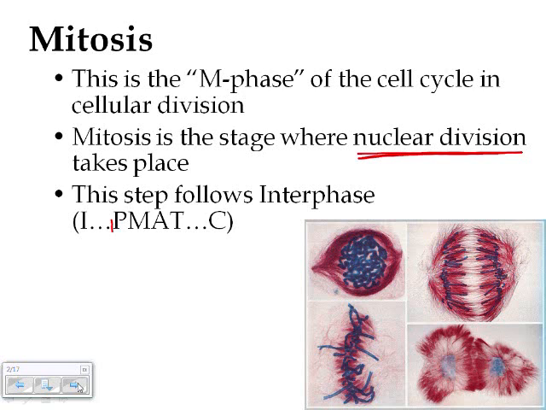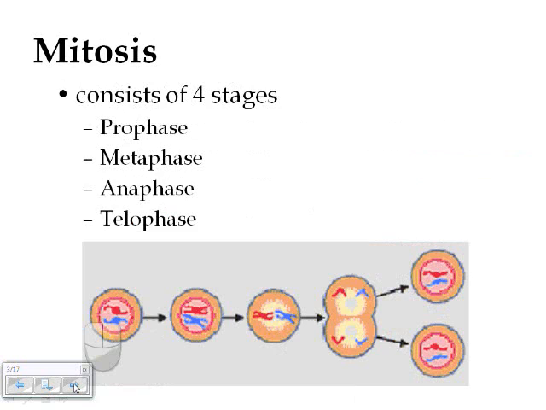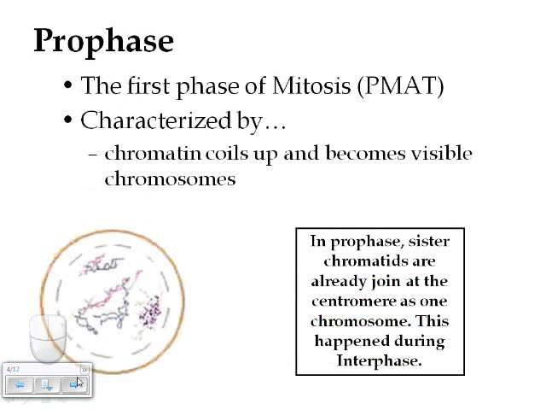We're really talking about PMAT, all right? Interphase and cytokinesis are their own steps, separate. So, our four stages are prophase, metaphase, anaphase, and telophase. Prophase is going to be the first step.